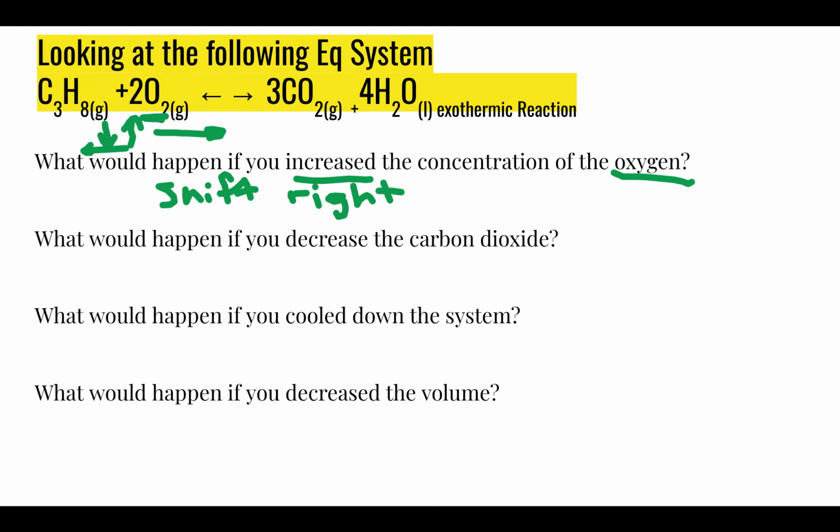The next part, what would happen if you decreased carbon dioxide? So if we added it in, we'd shift away. If you take it out, you shift towards. So this is another shift to the right.